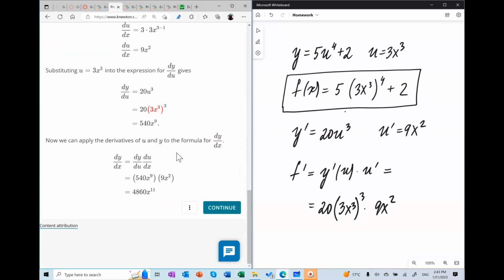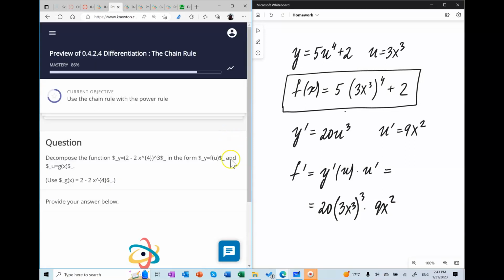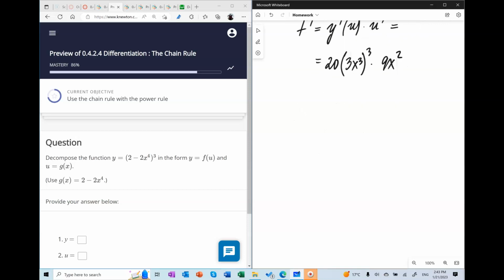All right, what's going on with the progress bar? It seems like hopefully this is the last problem.